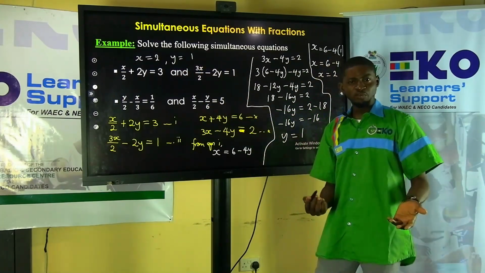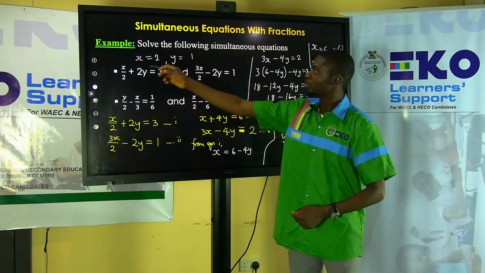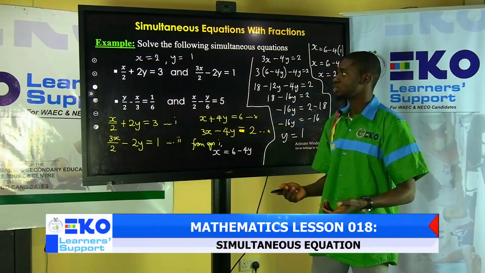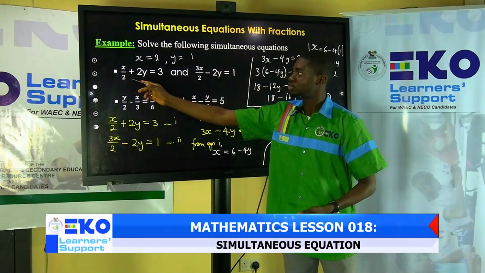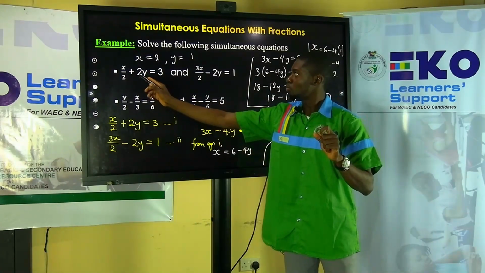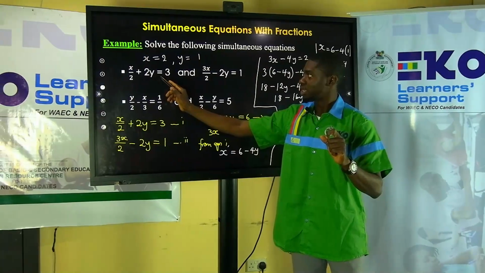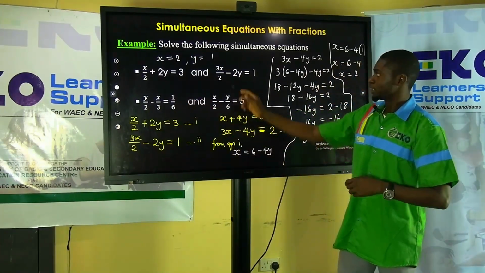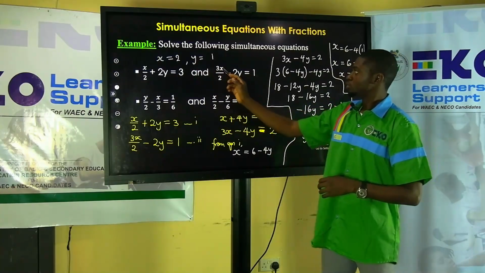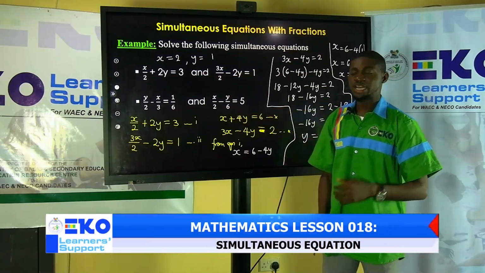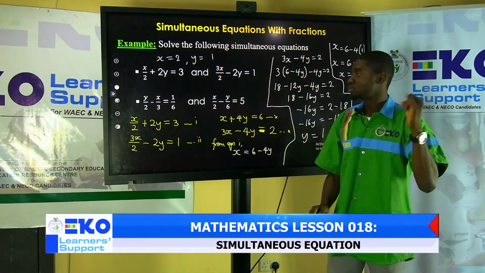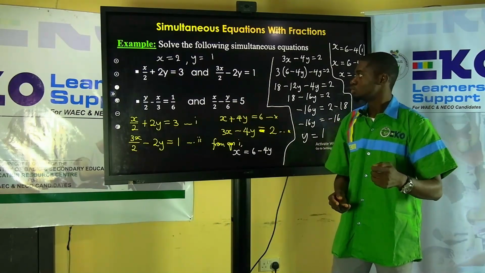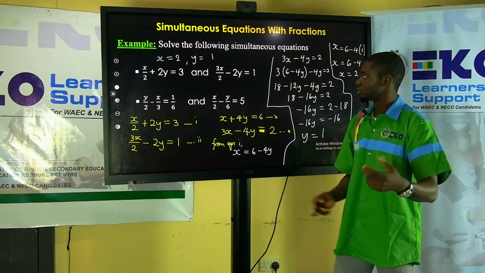If you need to confirm it, put the value of x and that of y in equation 1. Let's see what it ends up to. 2 divided by 2, that's 1. 2 multiplied by 1, that's 2. 1 plus 2, 3. Fantastic. Let's try the same thing here. 3 multiplied by 2, that's 6. Divided by 2, we have 3. Minus 2 multiplied by 1, 2. So take 2 from 3, we have 1.